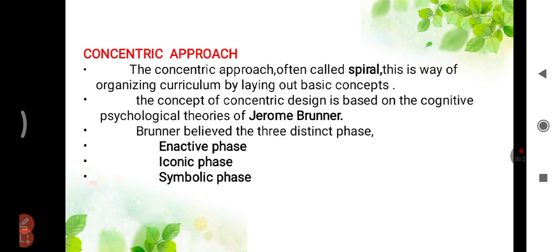These approaches, the spiral organizing curriculum, lay out basic components. The definition of approaches: the concept of construct design is based on the cognitive psychological theories of Jerome Bruner. Bruner believed in three distinct spaces: enactive, iconic, and symbolic.